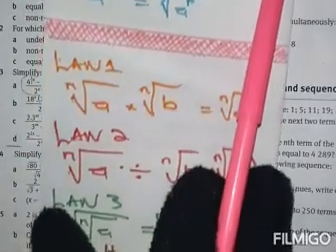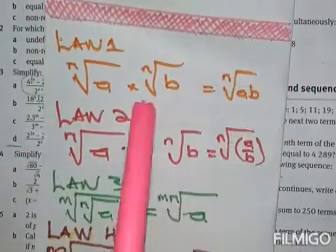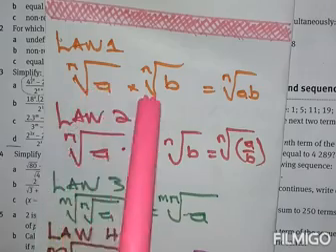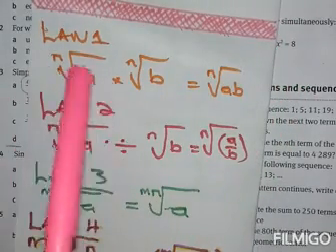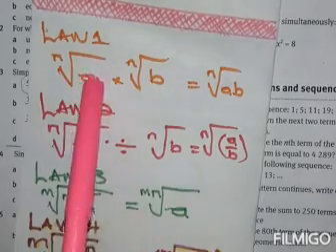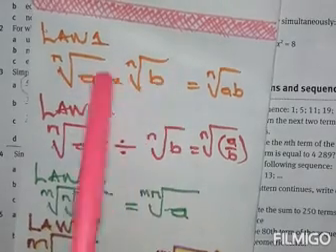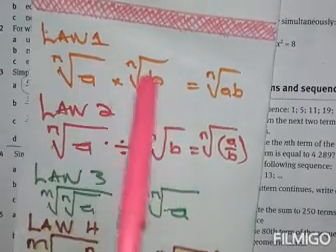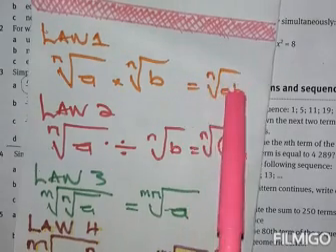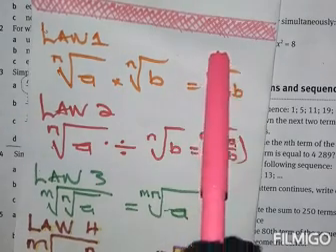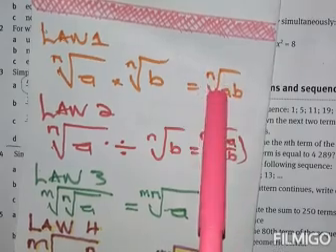Also important are the laws of surds. The first law of surds is that if we multiply two surds but with different bases, we multiply the bases and we write one surd.